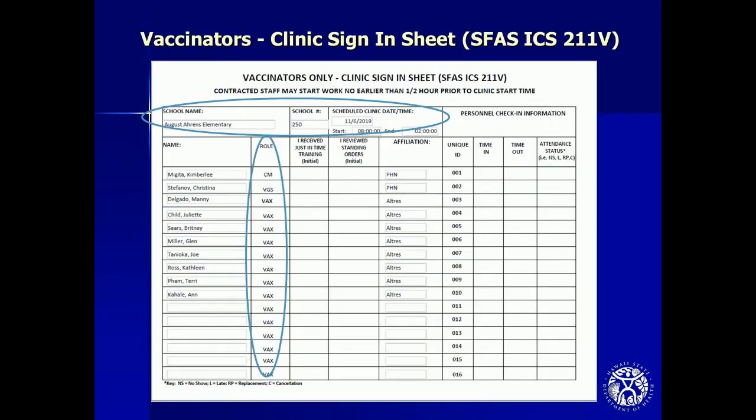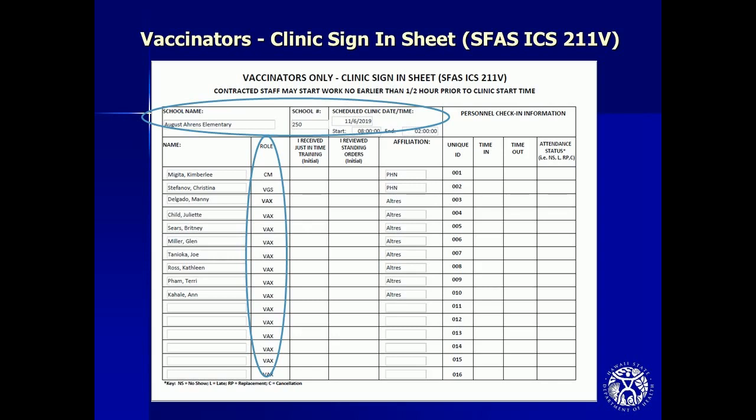This is a 211V sign-in sheet for vaccinators, including the designated clinic manager and vaccine group supervisor assigned at Oahu clinics. The school name, school ID, and the clinic's scheduled date and time must be filled in on the day of clinic, or pre-populated in advance.